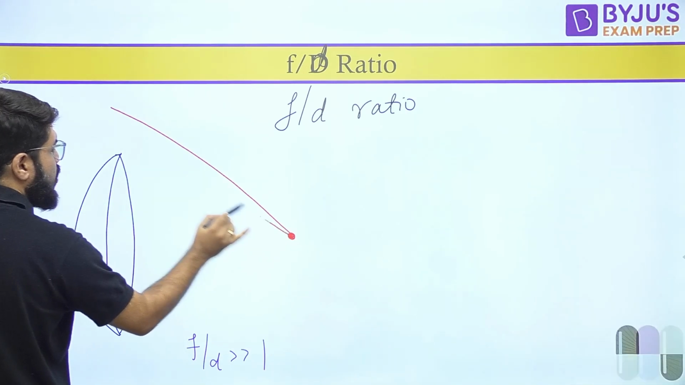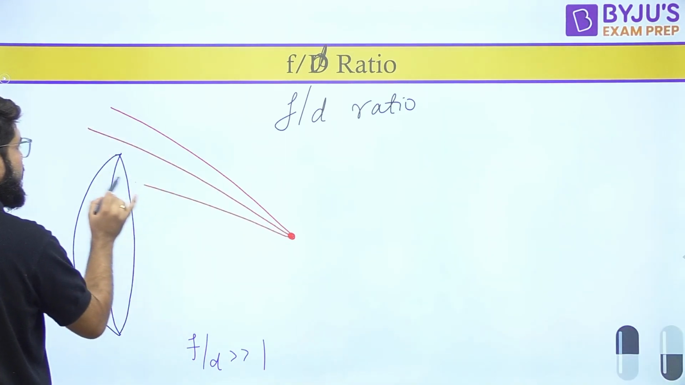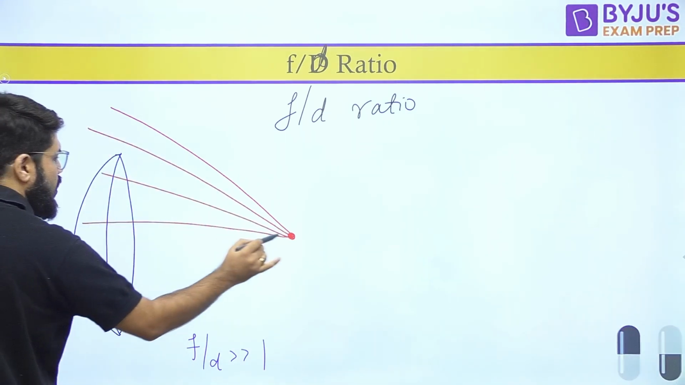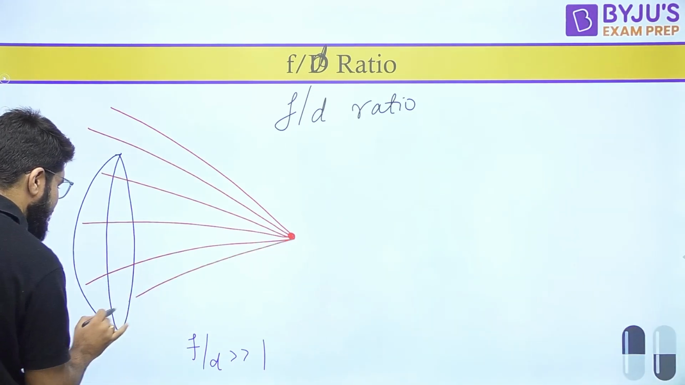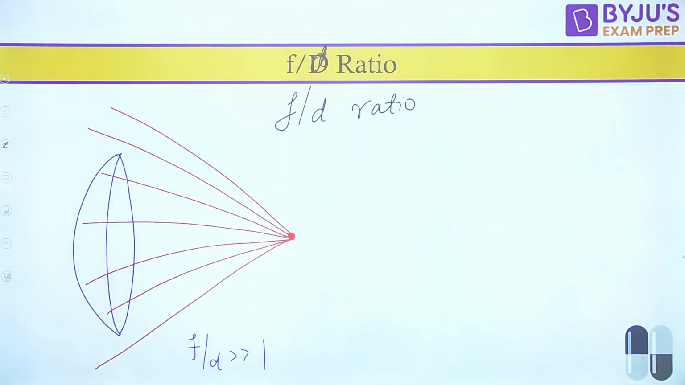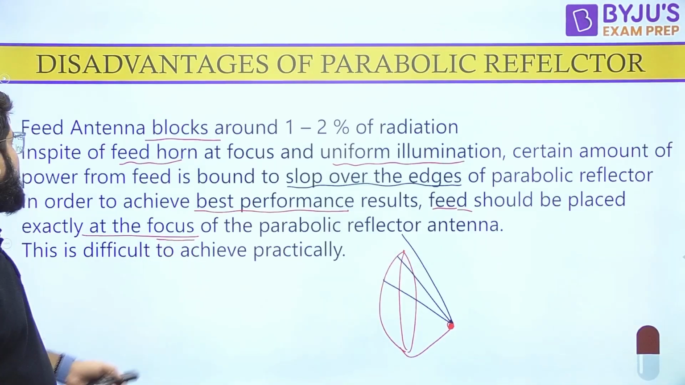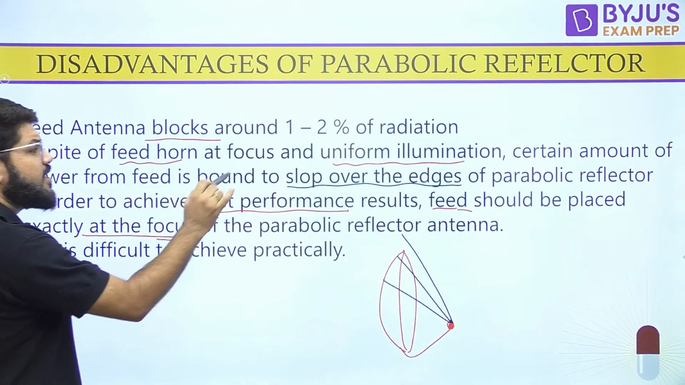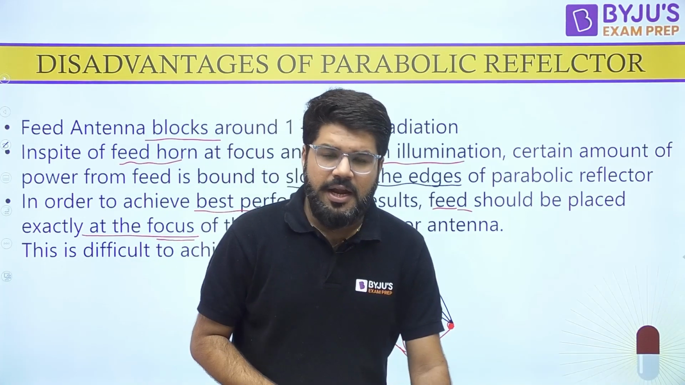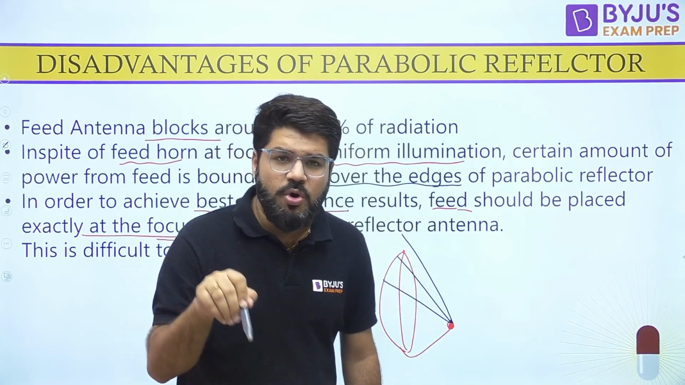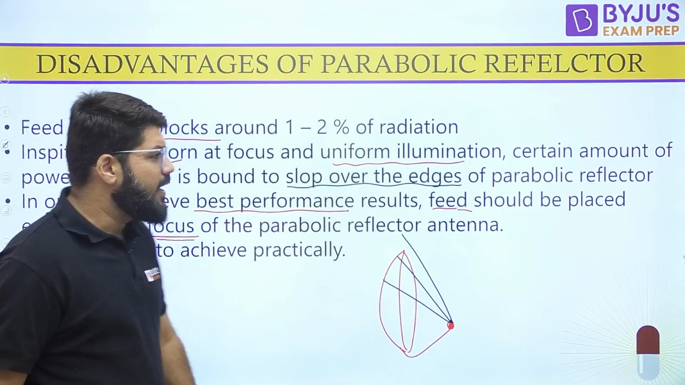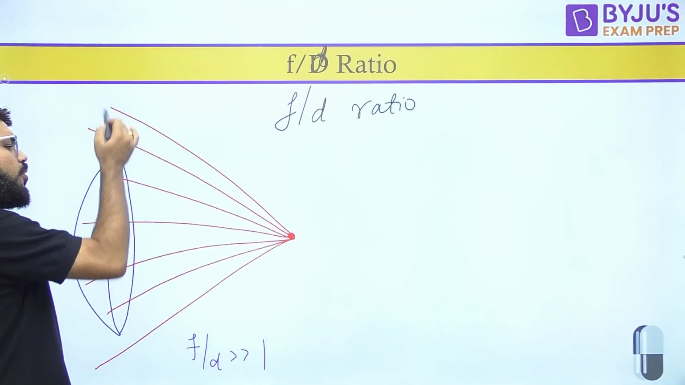A lot of the electromagnetic energy is going to go outside this. So anyway, this is a disadvantage we have already understood. This is already one of the disadvantages that I explained to you, that there is some power from the feed that is bound to slop over the edges. But if we use the proper F by D ratio, we can minimize this slopping, right? So there is a lot of power that is slopping over the edges.